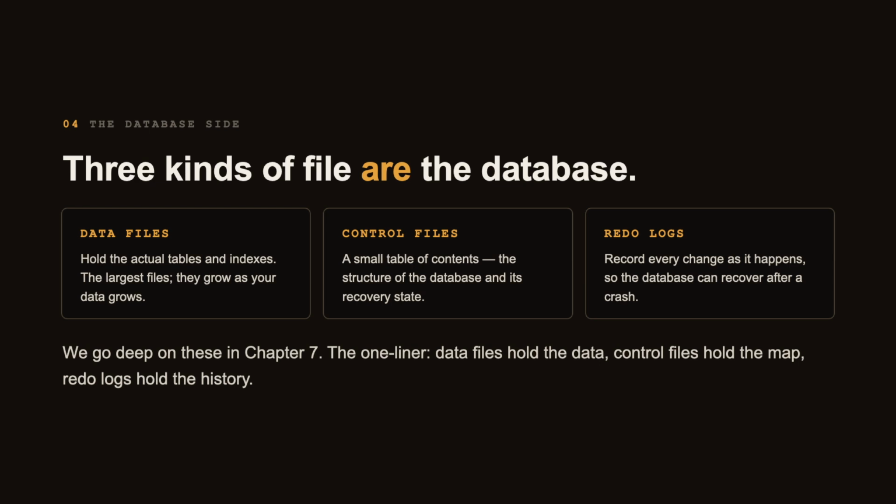Now the database side, the files on disk. There are three types that matter most, and a strong candidate can state the job of each in one sentence. Data files are where your tables and indexes physically live. They're the big ones, and they grow as your data grows. Control files are small but critical. They're the table of contents, recording the structure of the database and where it is in recovery. And the online redo log files record every single change as it happens, in order, so that if the instance crashes, Oracle can replay them and get back to a consistent state. Data holds the data, control holds the map, redo holds the history.